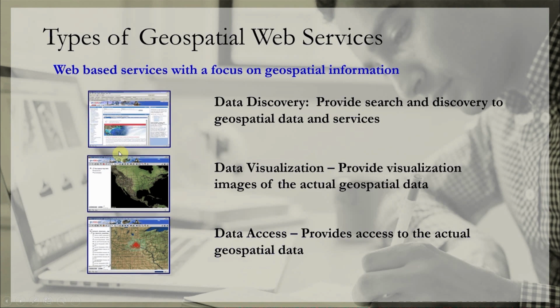Then the types of geospatial web services. There are three major types, as I already told you. Data discovery. Through the web application and web server, we can search and discover geospatial data and services, right? The second one is data visualization. So we can visualize data as a map, as an animation, through WebGIS.